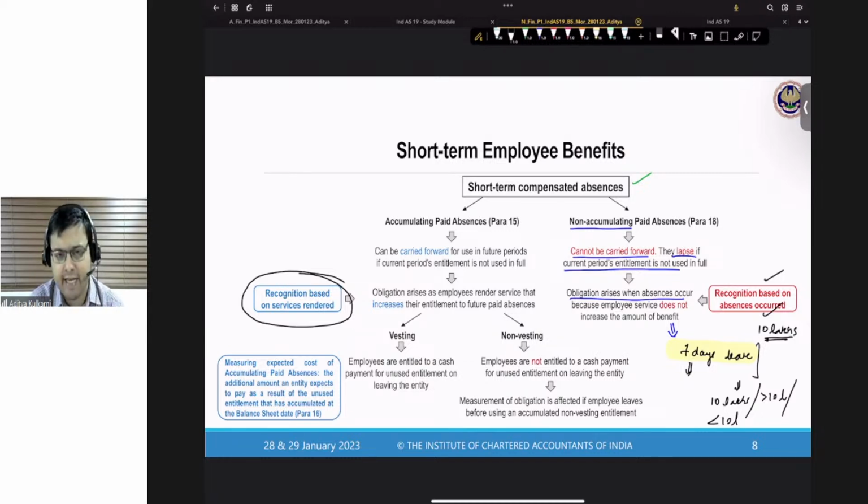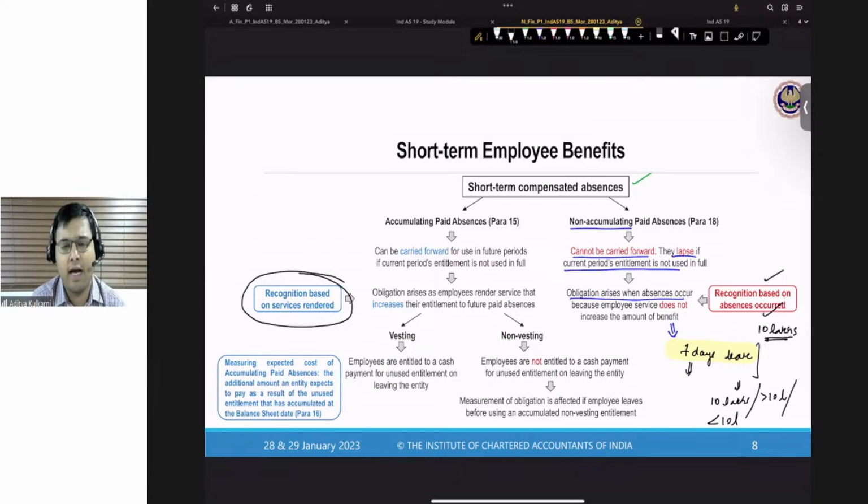So in our example, if out of 10 days he has taken only 8 days, the 2 days leave is carried forward to the next year. Next year's entitlement is again 10 days, but he can now avail 12 days because he has taken 2 days less in the coming year. So how do we do the accounting?